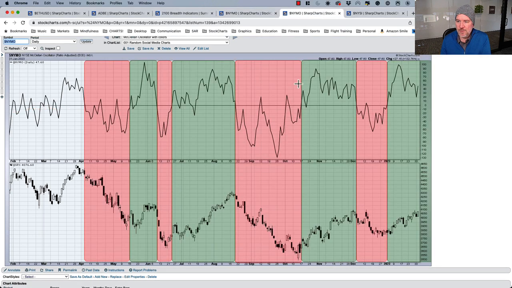Now, if it's a little hard to see that relationship, I made these color-coded areas just to highlight when the oscillator was above zero in green or below zero in red. And I skipped some of these little noisy parts just to show the general trend in the oscillator over time.